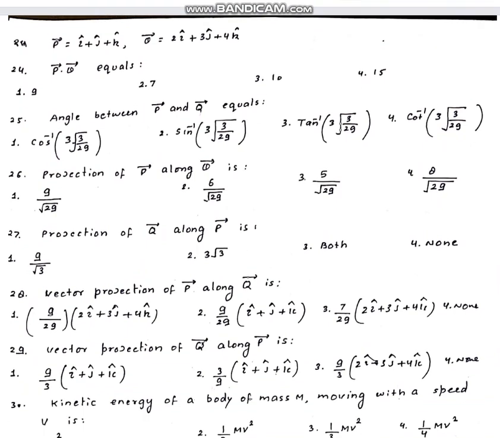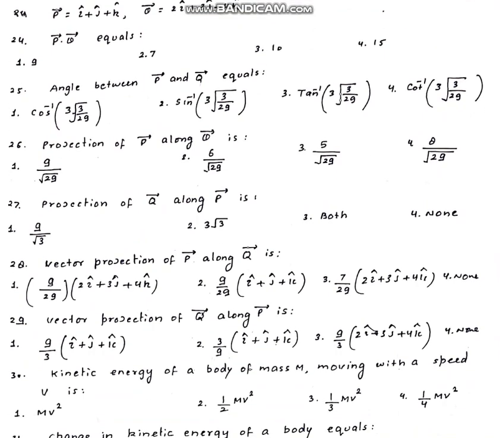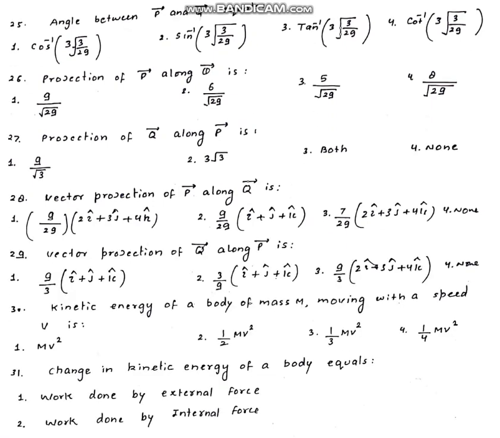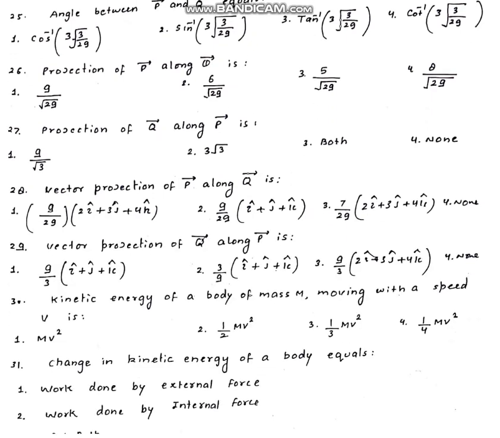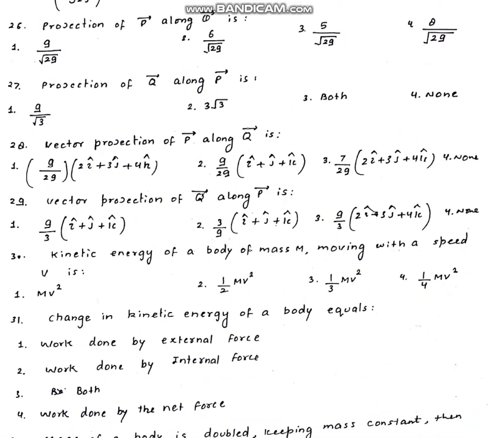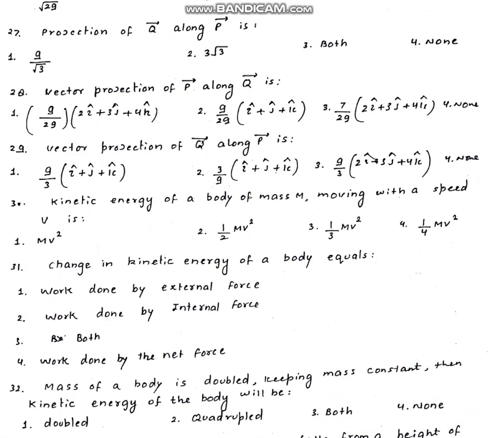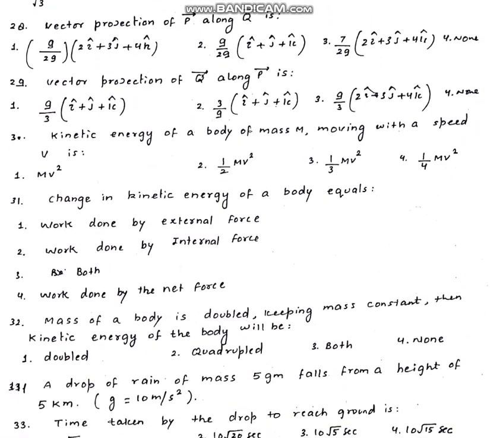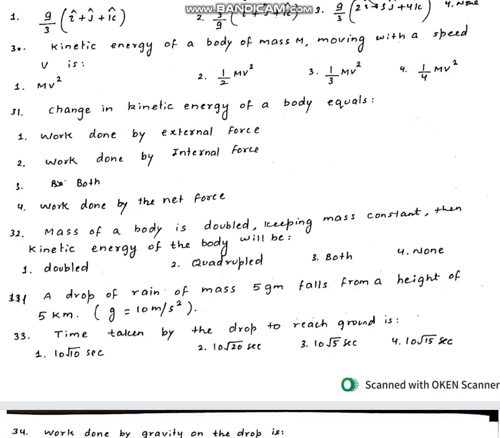We are being given two vectors. We need to find the dot product of the vectors. Then we need to find the angle between vectors. Then we need to find projection of vector P along vector Q. Then projection of Q along P. Then we have a question based on vector projection.